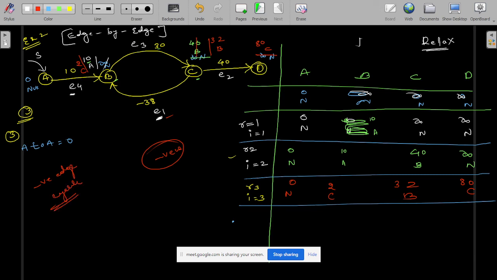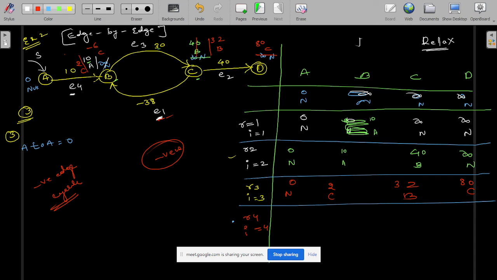So if I continue round 4, nothing but I value is equal to 4. When I do, what is the value you will get? I will show you. Let's see this one. E1. What is the value of C? 32. 32 minus 38, what is the value you will get? Please observe here. We will get the value minus 6. Who is giving this one? C. Yes or not?